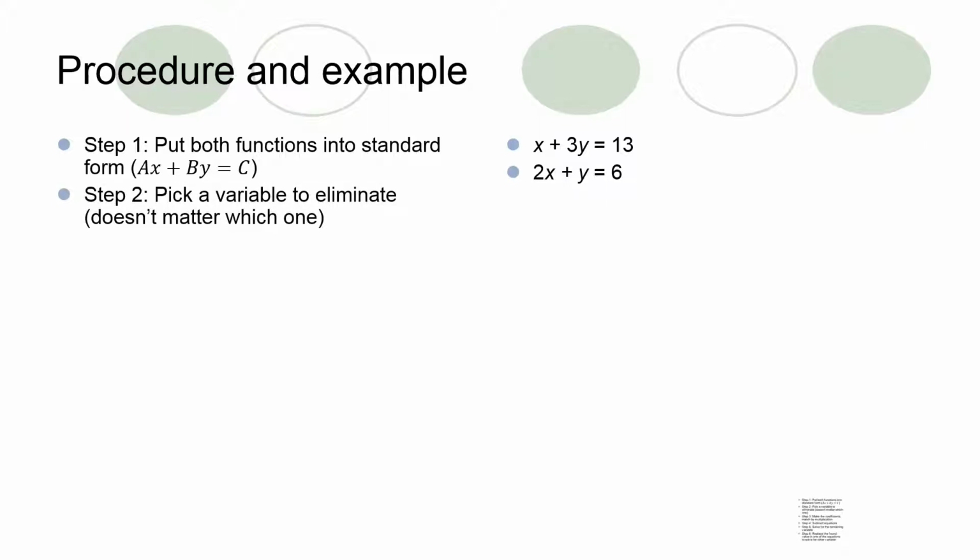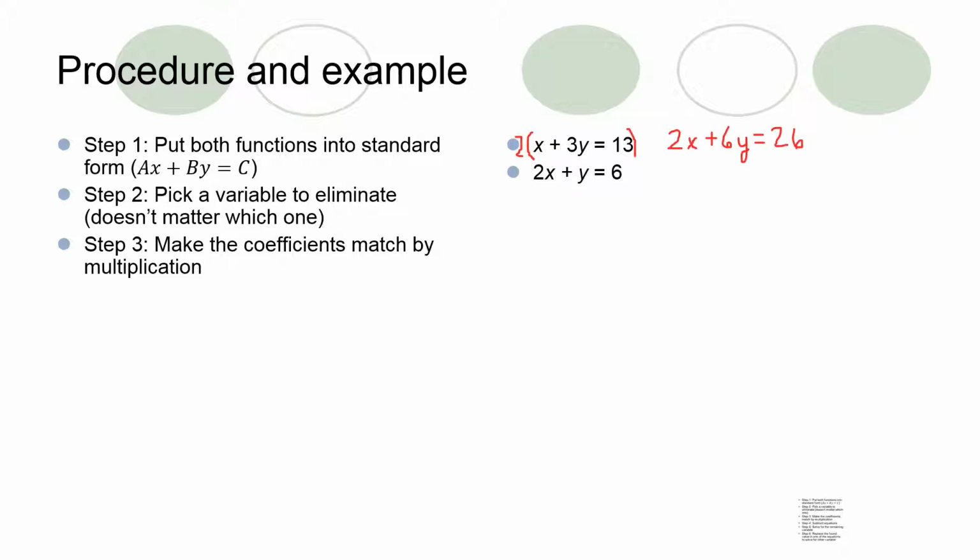The next step is to pick a variable that you want to eliminate. It doesn't matter which one you choose. The next step is to make the coefficients match by multiplication. In this case, I've chosen to make x match, and I'm going to multiply the top equation entirely by 2 so that my x's can match up as 2x.